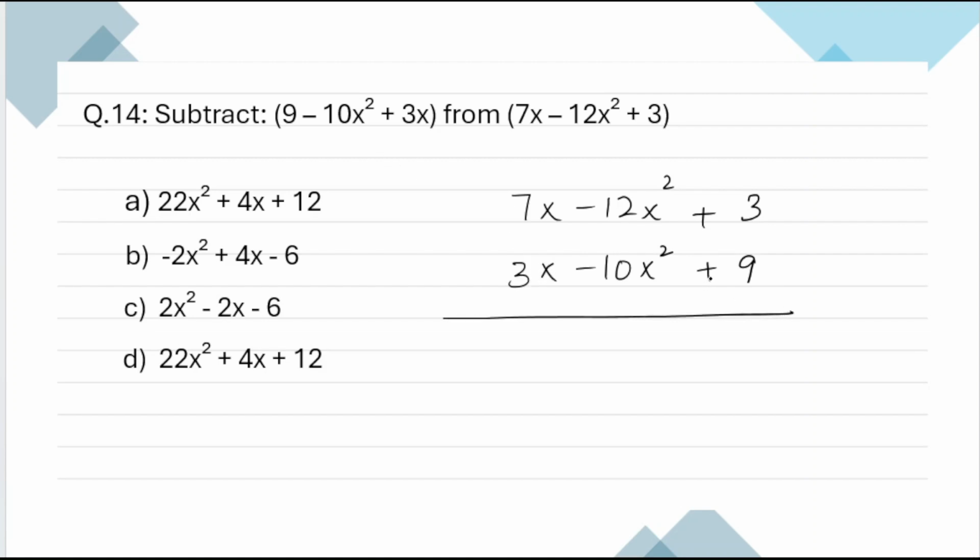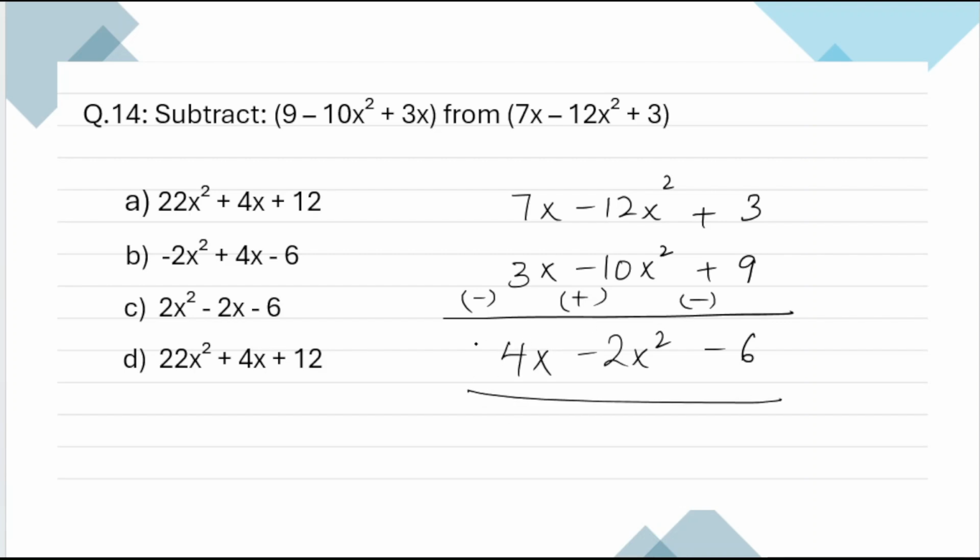Again, we are subtracting. The signs of the terms of the second polynomial will get changed. Plus becomes minus, minus becomes plus, and this plus 3x will become minus. Plus 3, negative 9 is negative 6. Minus 12 plus 10 is minus 2x square. 7x minus 3x is 4x.